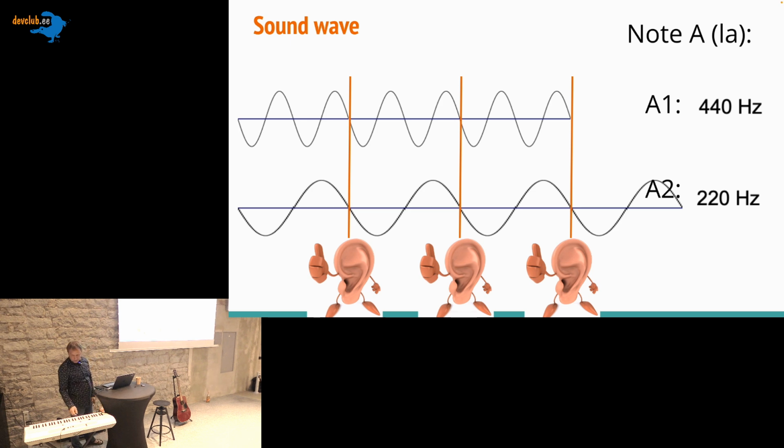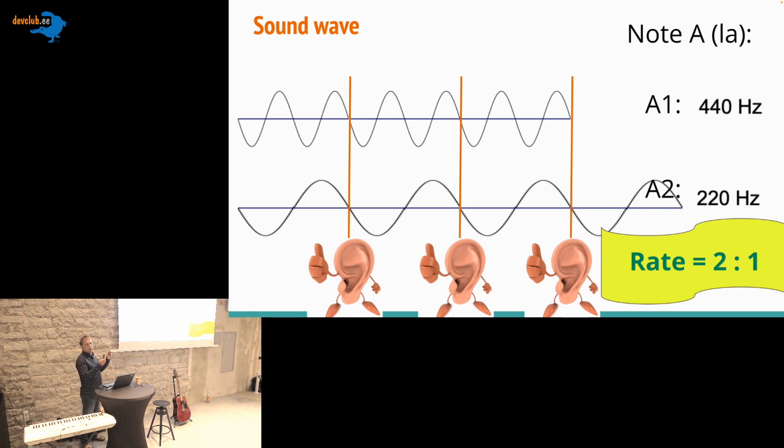They are really beautiful. Or do and do. Or mi and mi. Very similar. So the ratio of this frequency is 2 to 1. That's the answer why they are very similar.